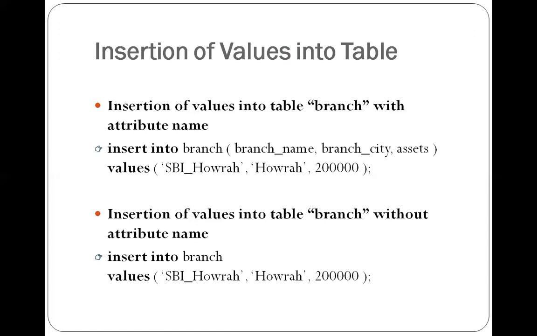But when we are specifying the attribute name, we can alter that sequence. But in that case, in which order we'll specify the attribute name, we have to put the values there. Like if I'll consider asset first, then branch name, then branch city, then I have to put here the value 2 lakhs, SBI Howrah, then Howrah. Okay, hopefully it is clear.